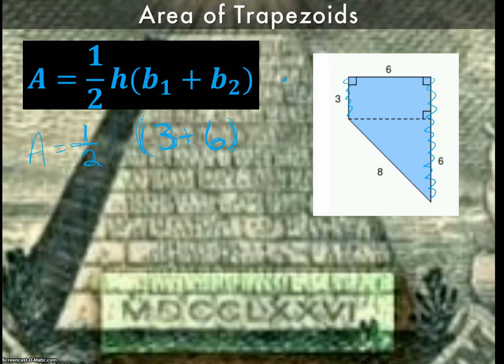Alright, so I got as far as this. I got area is 1/2, and then I didn't know the height. But I needed to know the bases, 3 plus 6, because the bases were the parallel sides, and the bases are always the parallel sides. Now the height's kind of tripping me up here because I don't have a label on this guy.